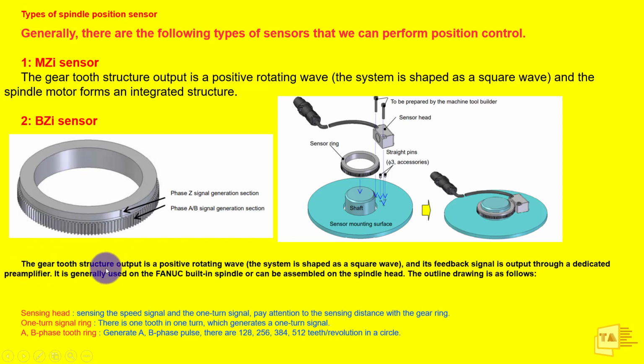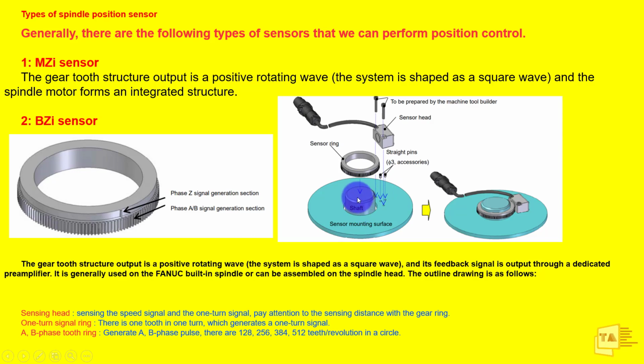The gear tooth structure output is a positive rotating wave. In this type of sensor also we are getting a positive rotating wave, and its feedback signal is output through a dedicated preamplifier. So the sensor is nothing but a preamplifier, through which we send the feedback signal to the controller. It is generally used on the Fanuc built-in spindle or can be assembled on the spindle head. Normally it comes with a built-in option, otherwise we can assemble it on the spindle head.